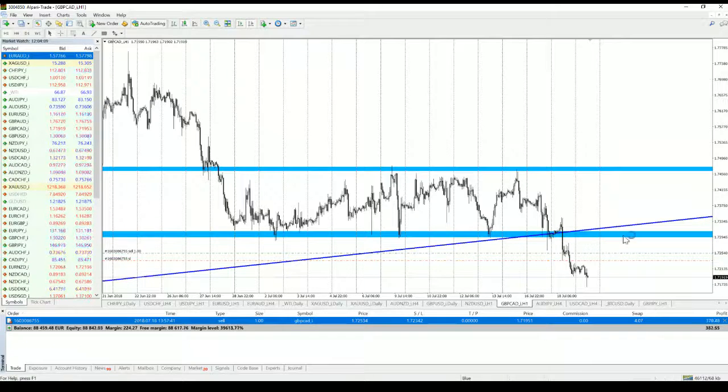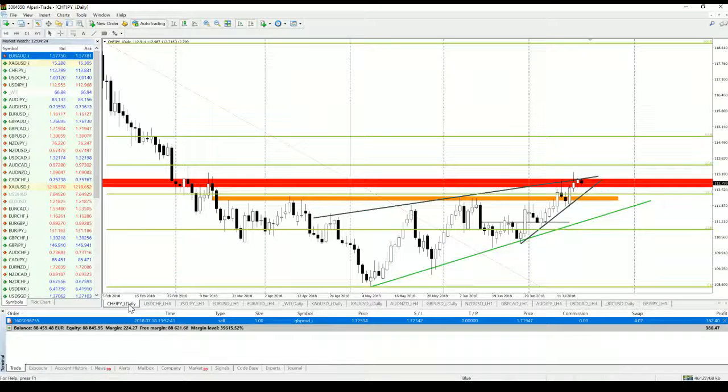The broken support is being tested as a resistance. Maybe that will happen, maybe not. So at least I will take like 100 euros. Let me check how much. 120 euros. We'll see. But let's start the technical part of this daily analytical report.